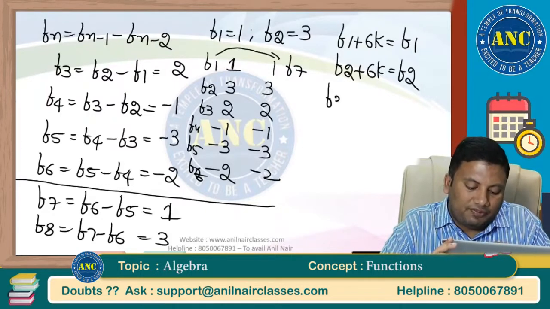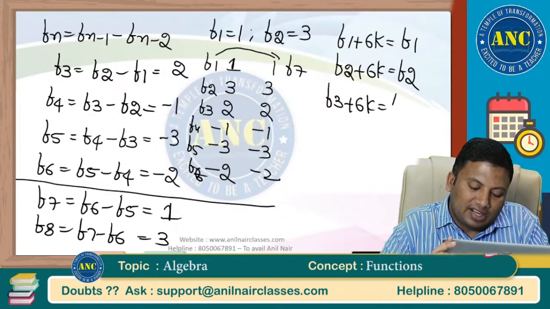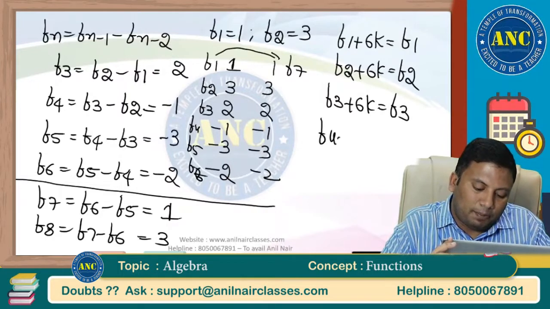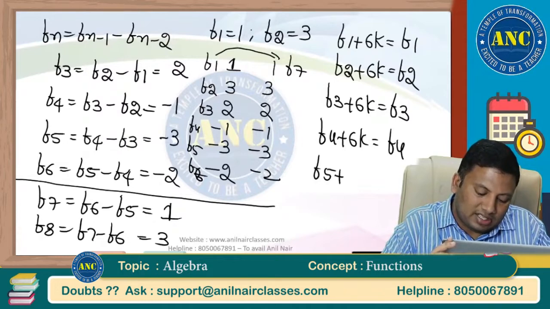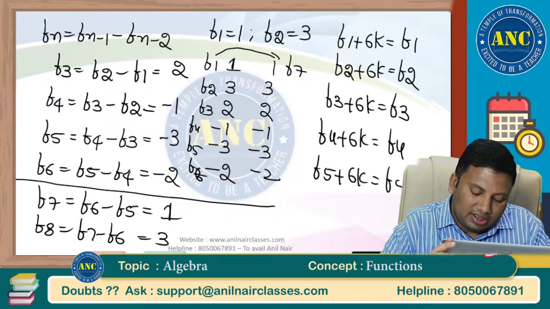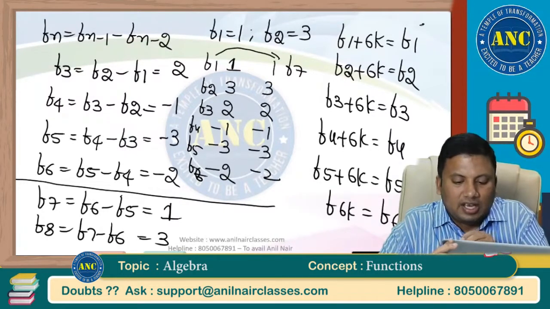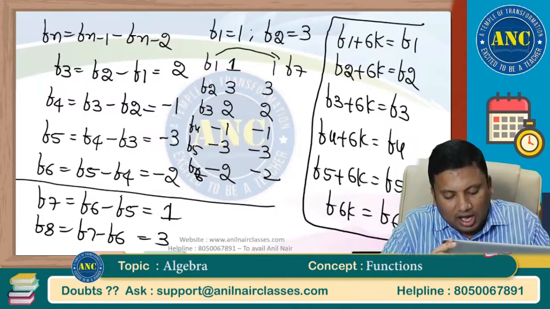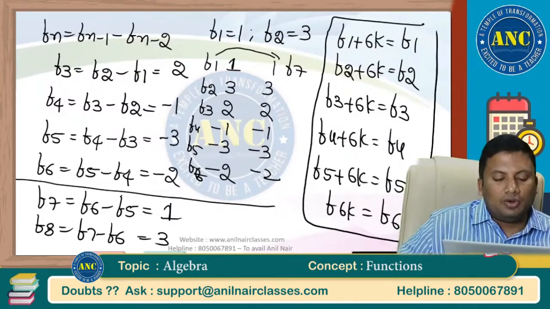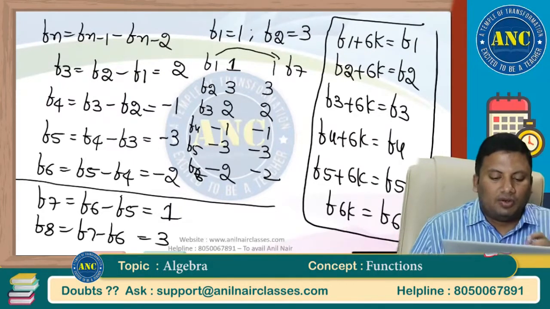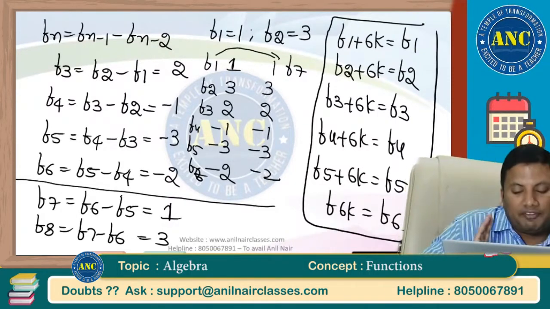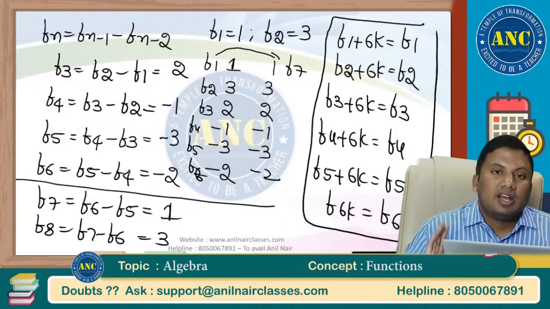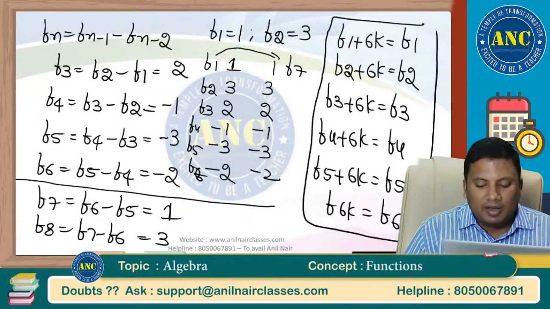F3 plus 6k is nothing but F3. F4 plus 6k is nothing but F4. F5 plus 6k is nothing but F5. F6 plus 6k is nothing but F6. Cyclicity of this function: after 6 steps, the value comes back to the initial value. F1 and F7 are the same, difference is 6. F2 and F8 are the same, difference is 6. F3 and F9 are the same, difference is 6.